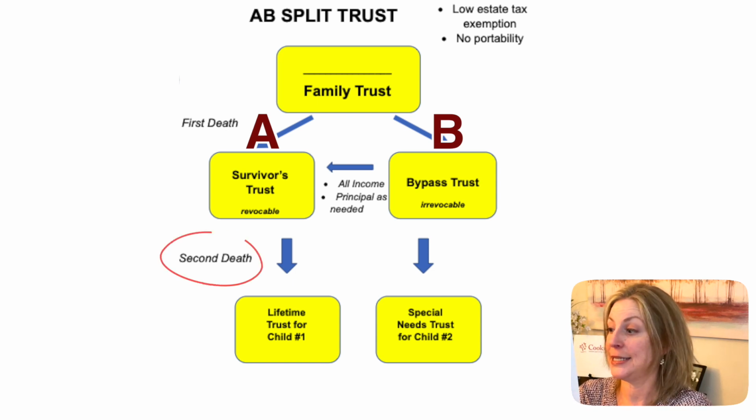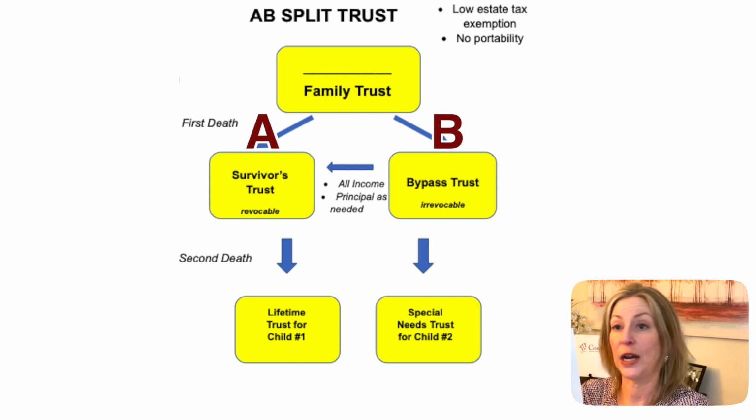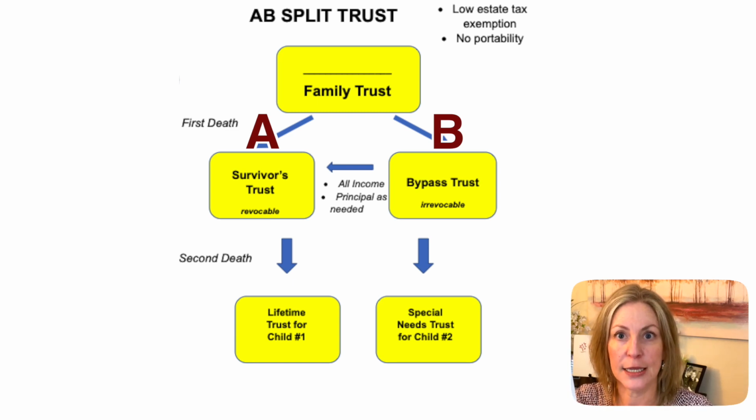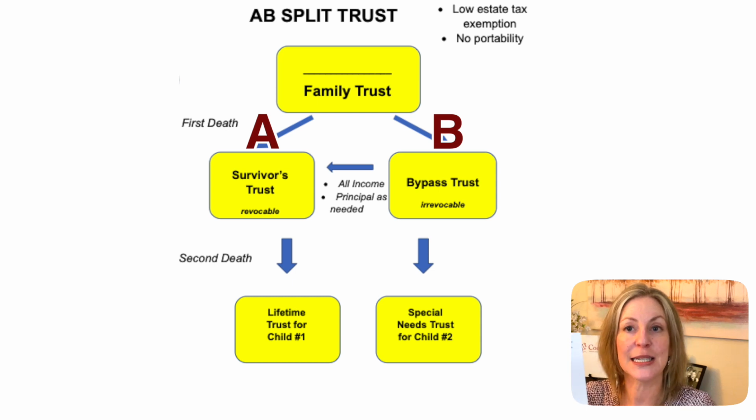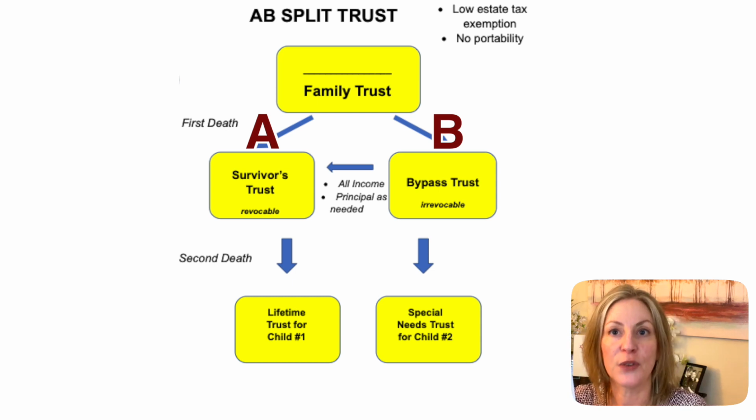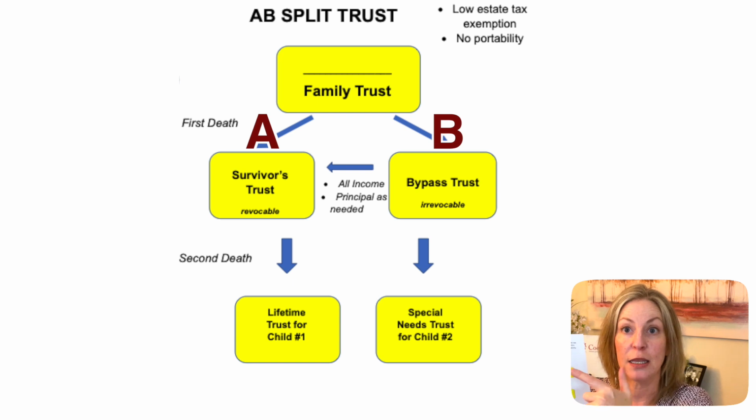Now, at the second death, when the survivor dies, their trust gets another step up in cost basis, which is really nice. However, the bypass trust does not get a second step up in cost basis because it's outside of the survivor's estate. So anything there, when it goes to the people who are receiving the money, they receive it as if they had bought it at the time of the first spouse's death.